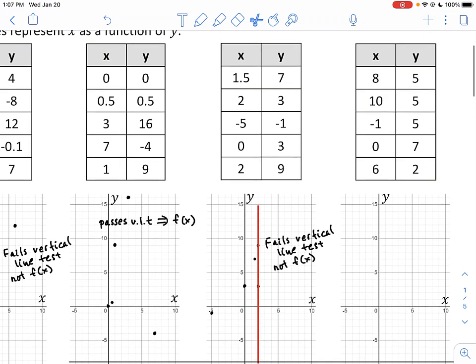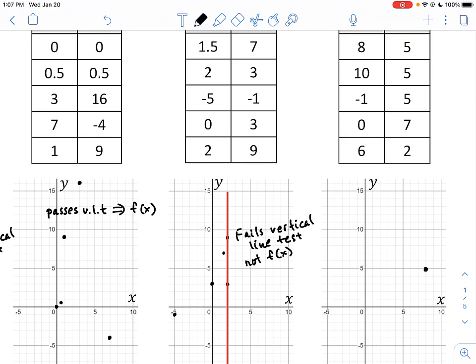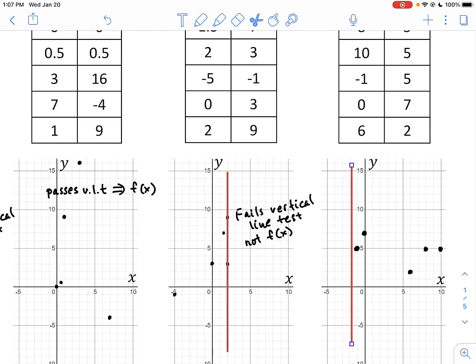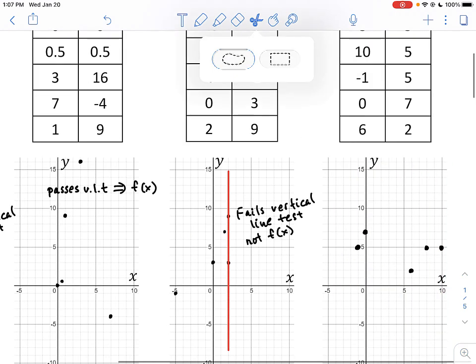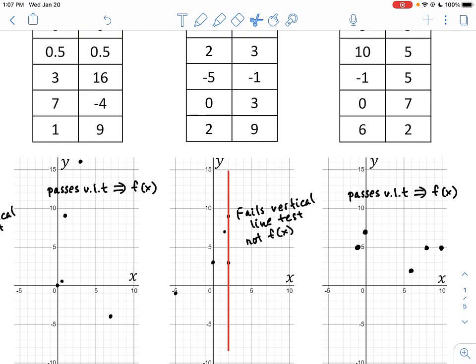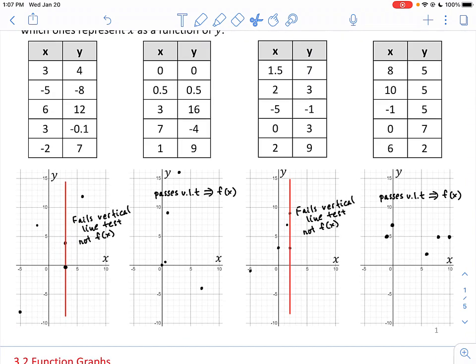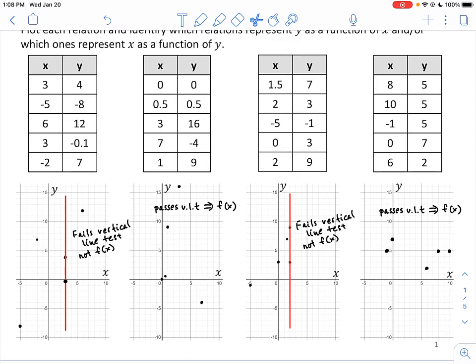Okay, let's look at the next relation. We have (8, 5), then (10, 5), (-1, 5), (0, 7), and (6, 2). Running a vertical line across this graph, we never intersect the graph more than once at a time. So this one passes the vertical line test. Therefore, we're going to have a function of x. So only 2 of the relations represented functions of x and the other 2 did not.